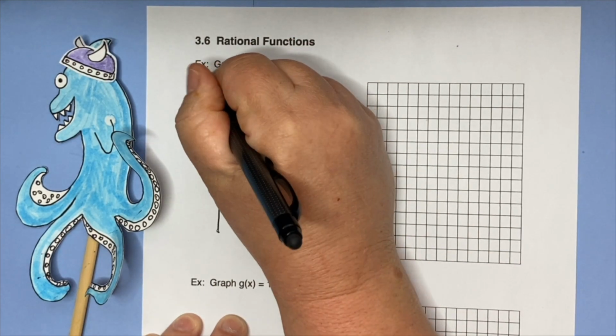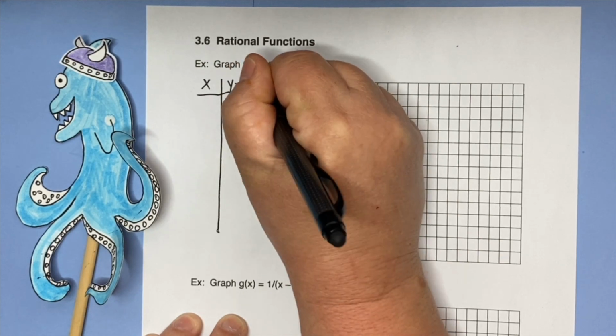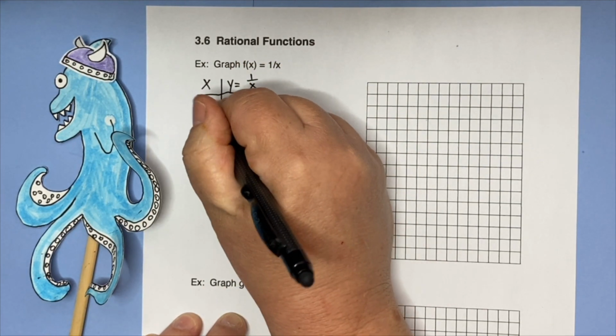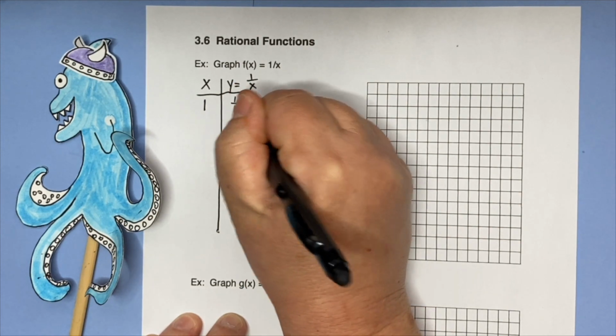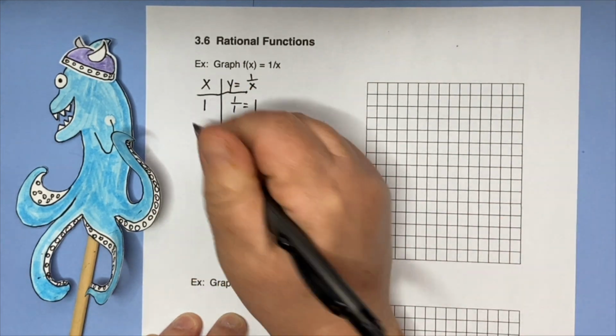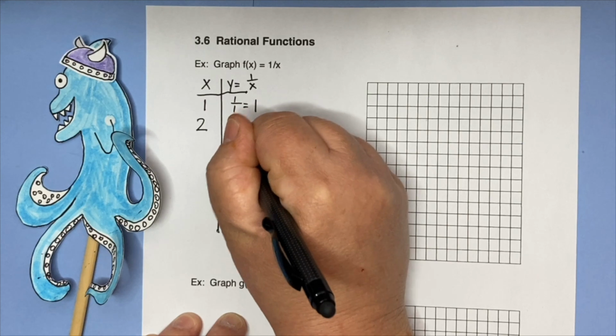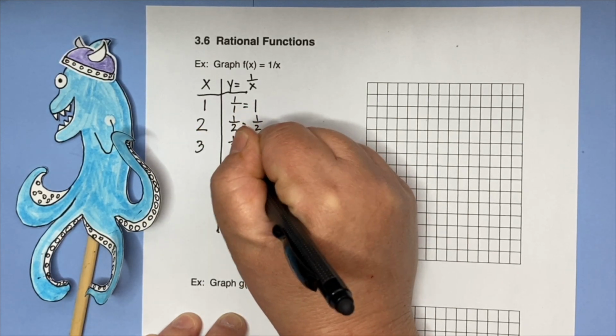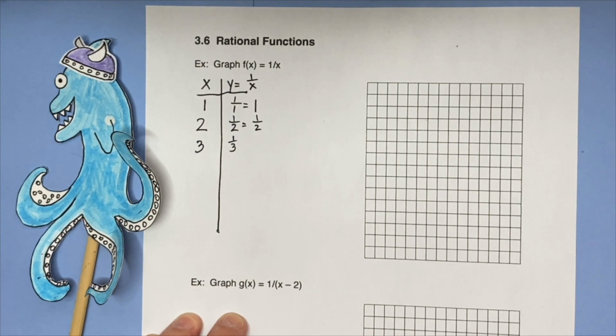So I'm going to start with y equals 1 over x, and just start with some values. For example, when x is 1, y is 1 over 1, which is 1. If x is 2, y is 1 over 2, which is 1/2. 3, 1/3, and so on and so forth.